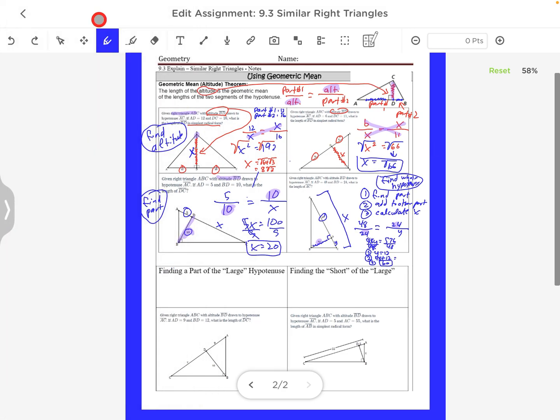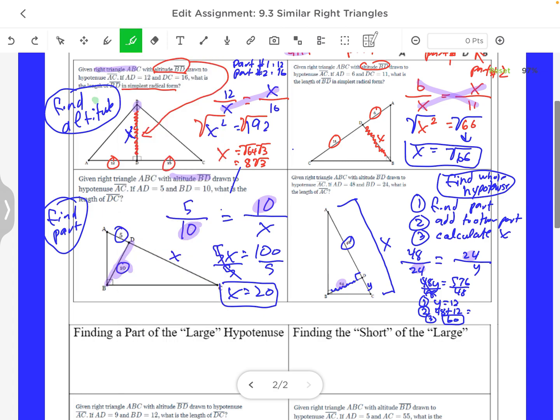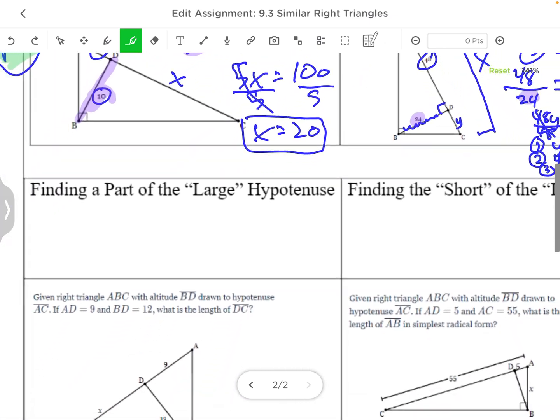So here's what I got. I got 3 different varieties for you. Let's get a good color so that we can see these pop. To find the altitude, we're going to follow this example. To find the part, we're going to follow this example. And then to find the whole hypotenuse, we're going to use that one. We're going to find the small part, then add it to the other part to get the whole thing. To find out the altitude, we're just going to set it up. All right, so that leads into our last part.